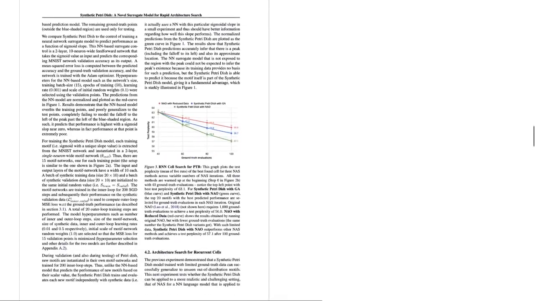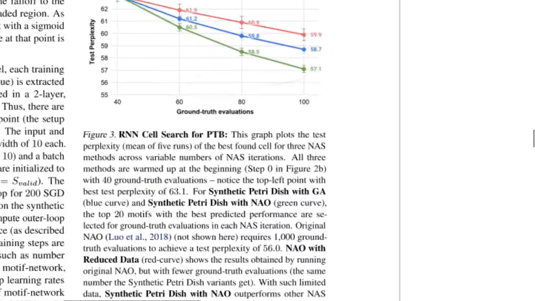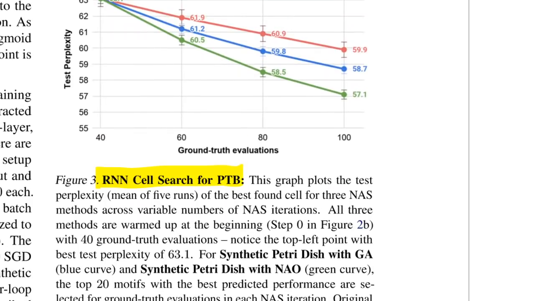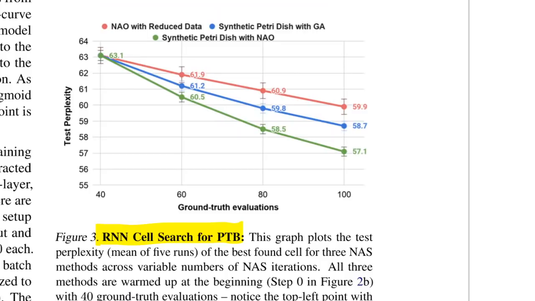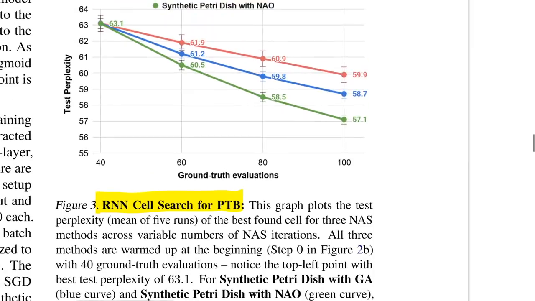All right. Cool. They do this for MNIST, and they also do it for finding an RNN cell for the Penn Treebank. This is a language modeling task, and this is a benchmark for neural architecture search, where you're trying to find a good RNN cell to get the perplexity really low.